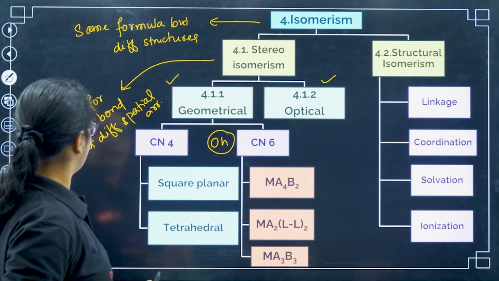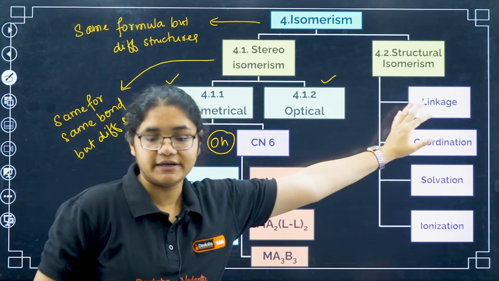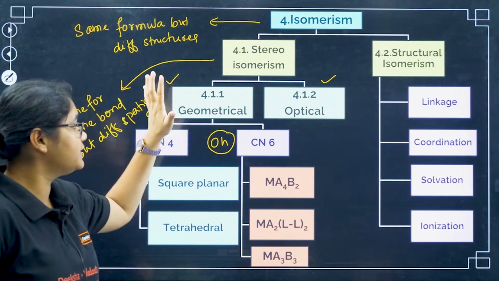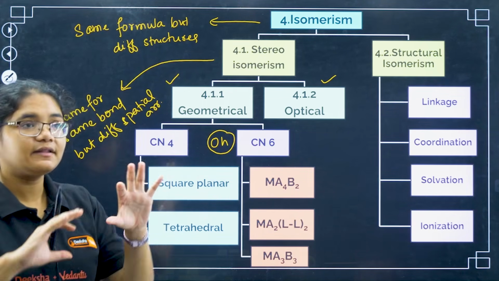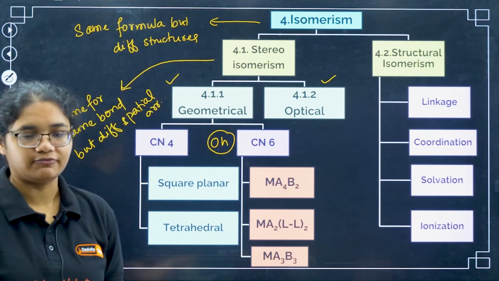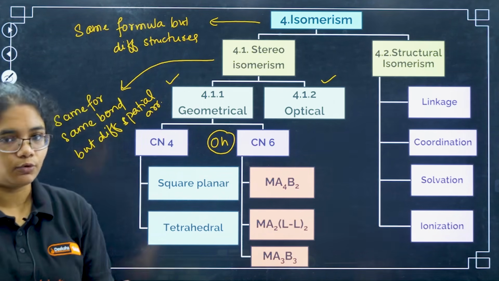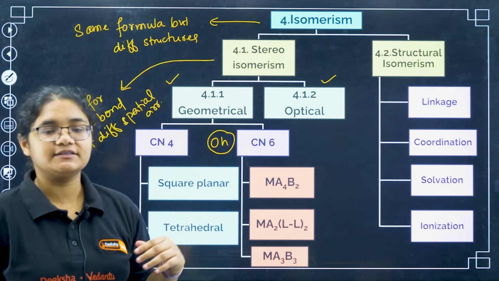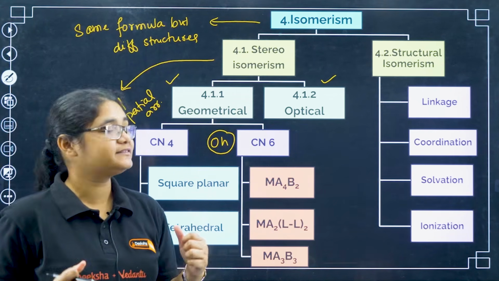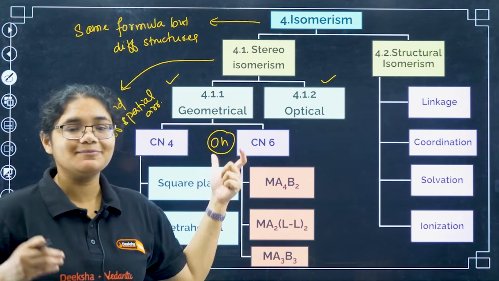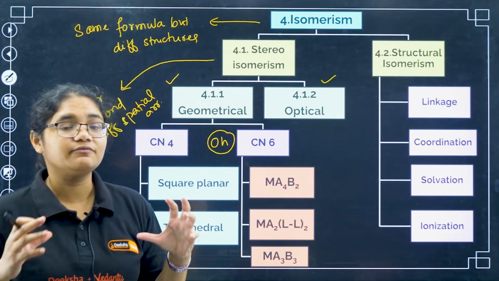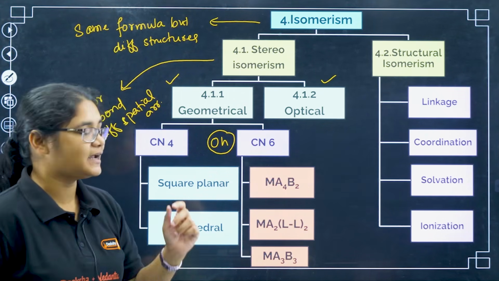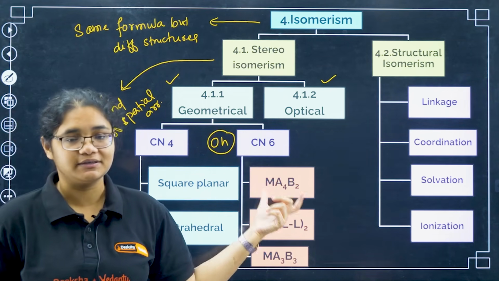Here the bonding will also be different in structural isomerism, but in stereoisomerism the metal-ligand bonding will be the same, but the arrangement in space will be different. When an example is given, it will be more clear. Now stereoisomerism is again of 2 types: one is geometrical isomerism and another is optical isomerism. Geometrical isomerism we will study for 2 coordination numbers, that is coordination number 4 and coordination number 6.